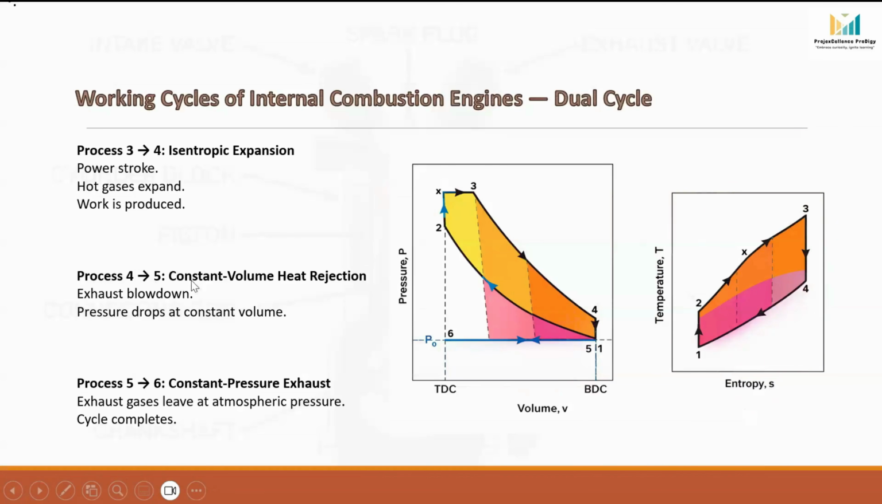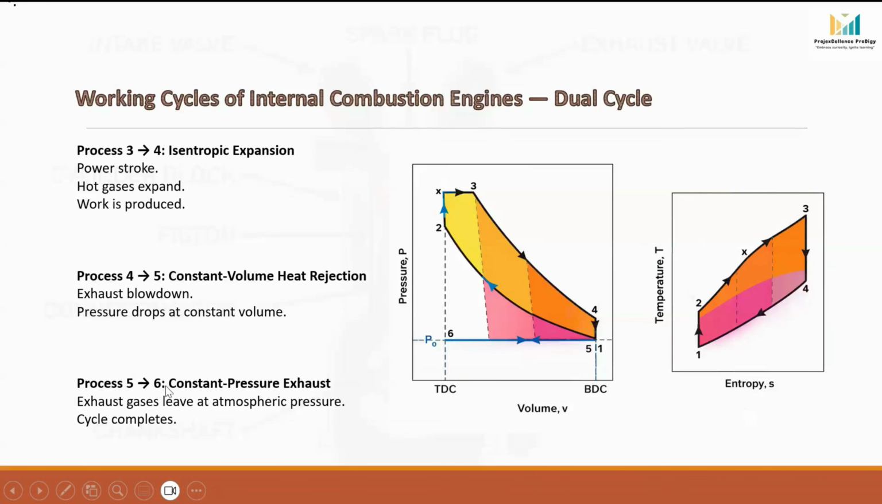Next comes process 4 to 5, constant volume heat rejection. At the end of the power stroke, the piston reaches BDC. At this point, the exhaust valve opens and the high pressure gases begin to escape rapidly. This causes a sudden drop in pressure, which is called exhaust blowdown. In the ideal cycle, this process is represented as constant volume heat rejection because the piston is momentarily stationary at BDC, so the volume remains constant. During this process, pressure drops sharply and temperature also decreases.